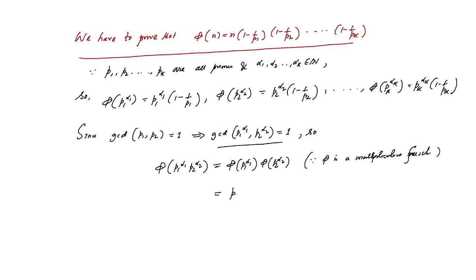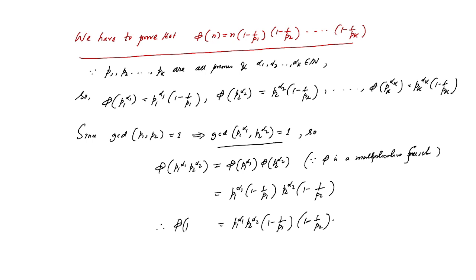So that means it will be phi of p1 to the power alpha 1 into 1 minus 1 by p1, and p2 to the power alpha 2 into 1 minus 1 by p2. So that will be p1 to the power alpha 1, p2 to the power alpha 2, 1 minus 1 by p1 into 1 minus 1 by p2. Similarly, this is basically what we get for phi of p1 to the power alpha 1, p2 to the power alpha 2. So this is basically star.